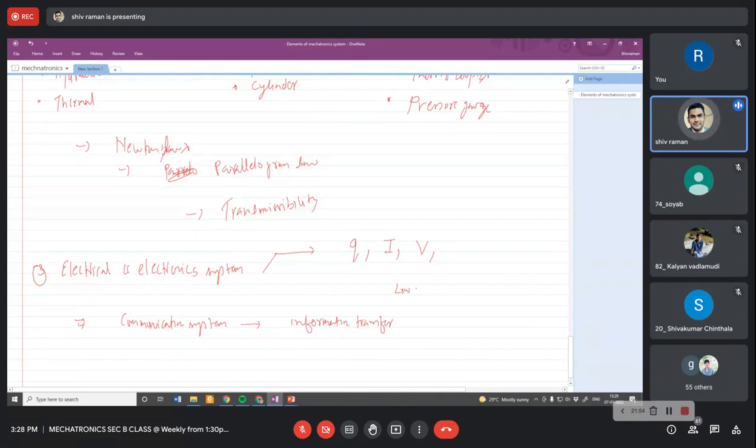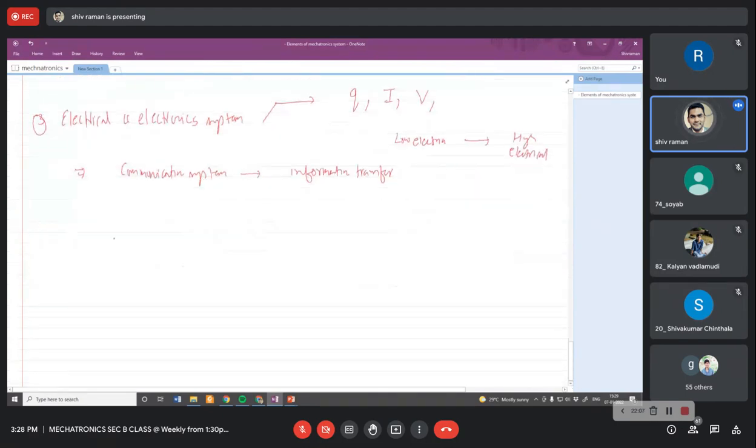So you have a low electrical signal which is transferred into a high electrical signal so that it can be measured. Then you have power transmission. This system is generally used to transmit power. So you have servo motors for this particular purpose.